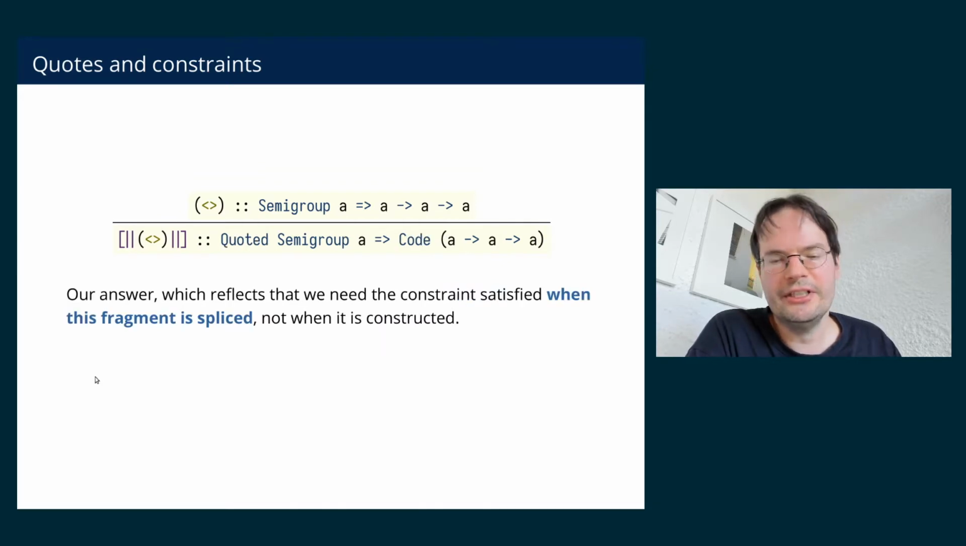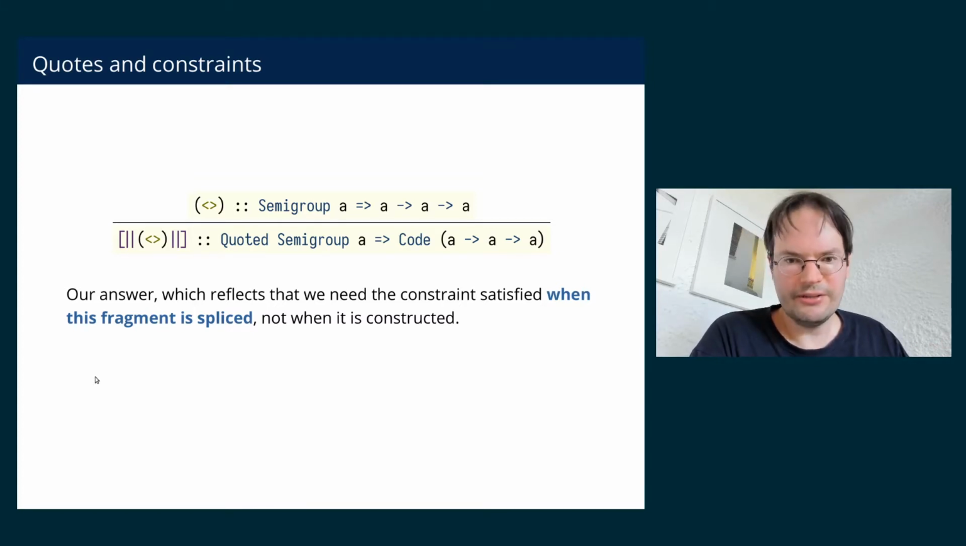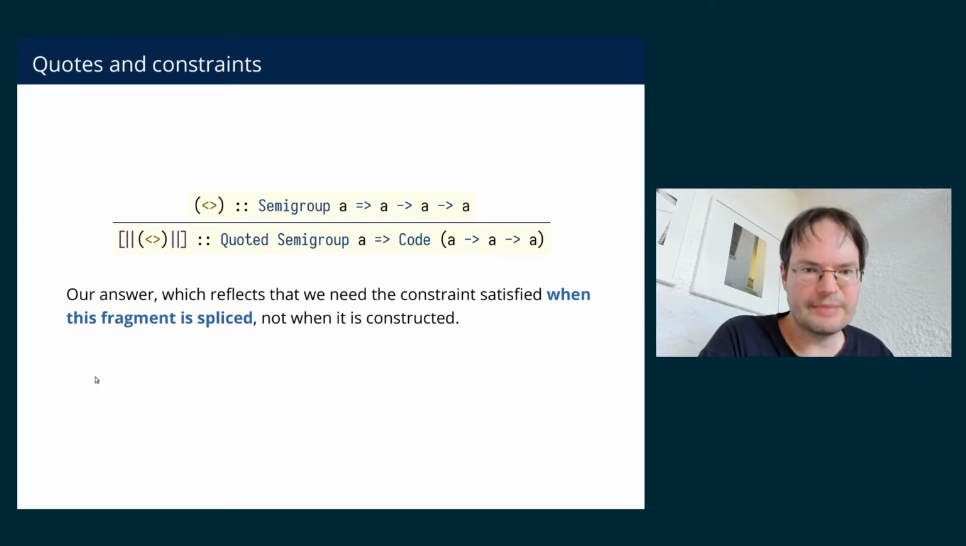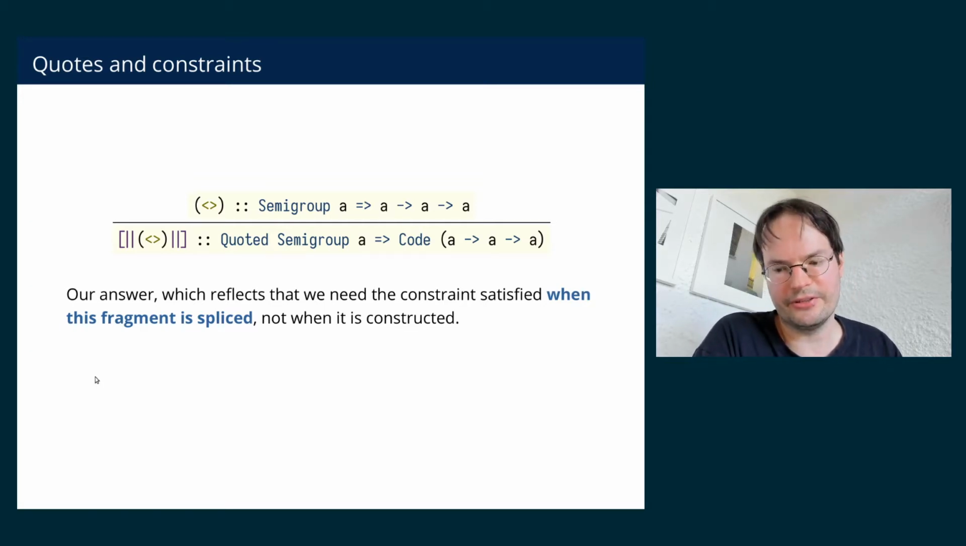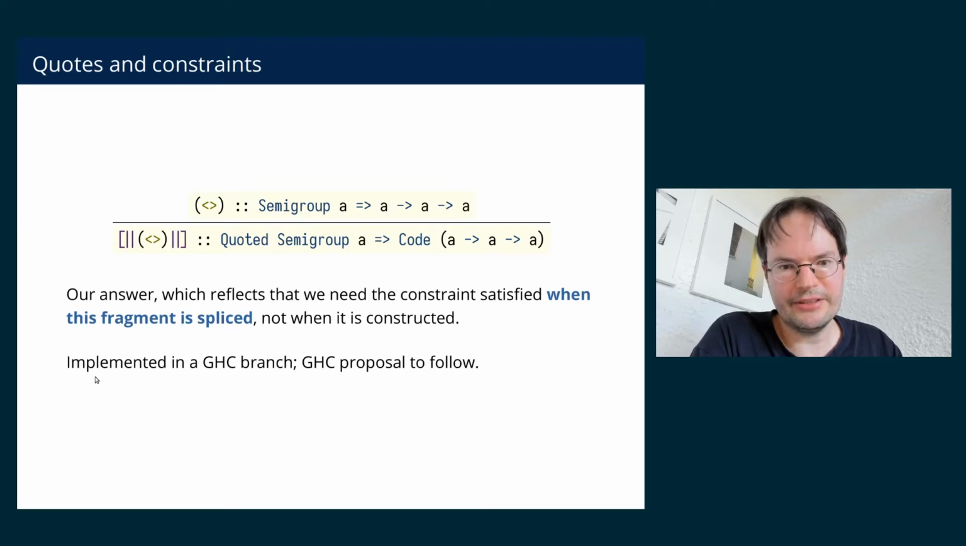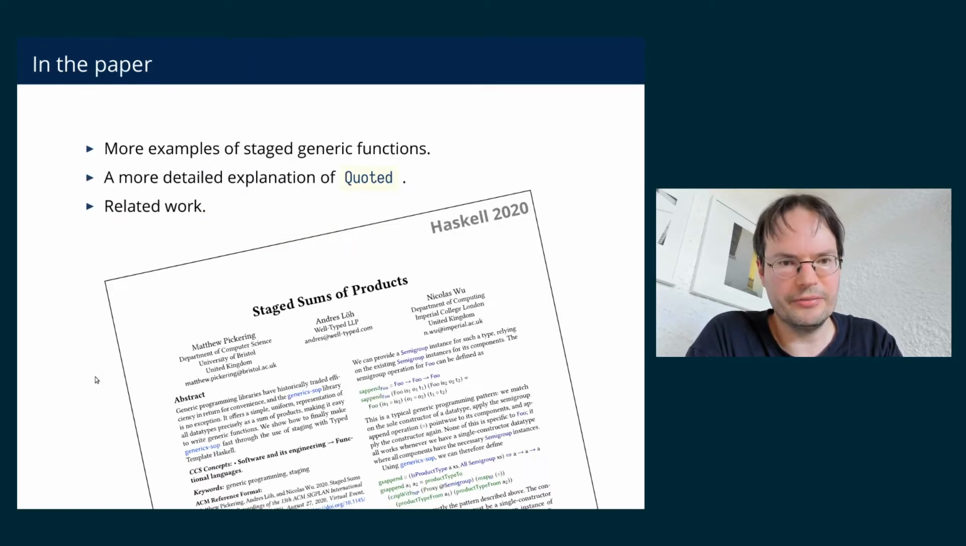So our answer is to introduce a special constraint former, Quoted. And so the constraint here will be Quoted (Semigroup A). And that clearly indicates that the Semigroup A constraint here arises within a quote and is ultimately needed to be satisfied when this fragment is spliced rather than when it is constructed. So this is implemented in a GHC branch, and a proposal to turn this into something that is really implemented in GHC will soon follow.